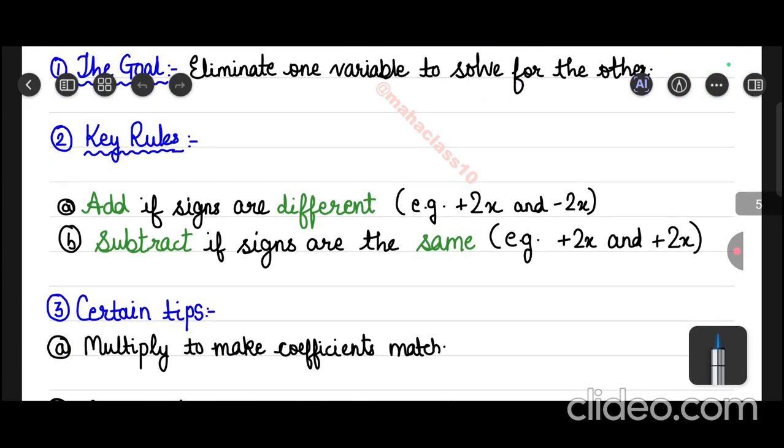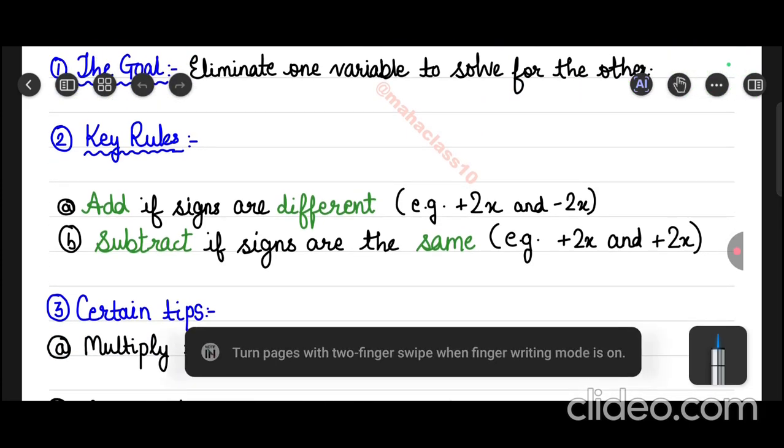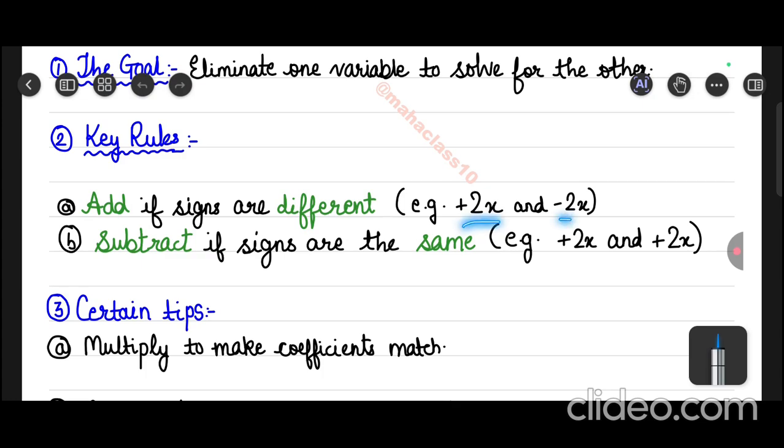Now the key rules are: add if signs are different. For example, we have plus 2x and minus 2x. See, the signs are different, so we will add. Why add? So that we can eliminate them.